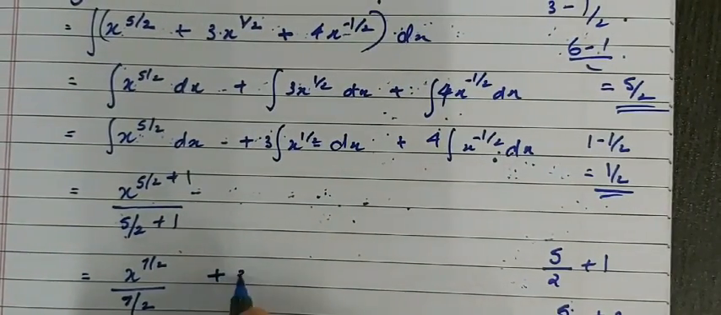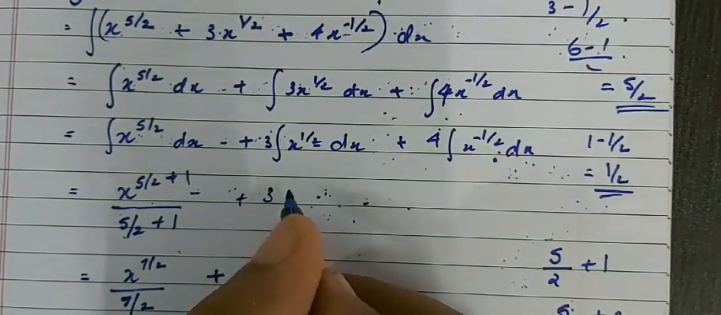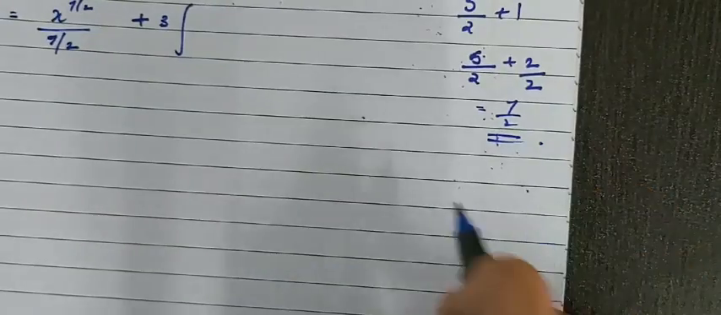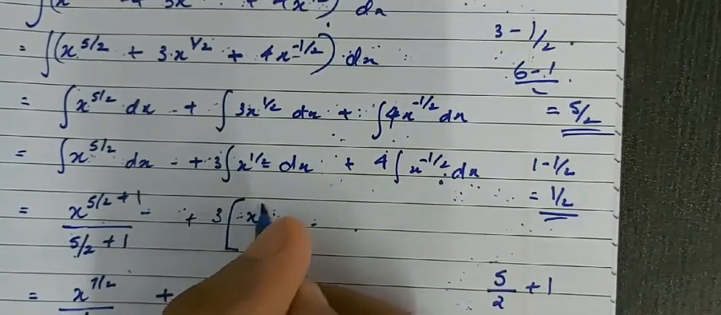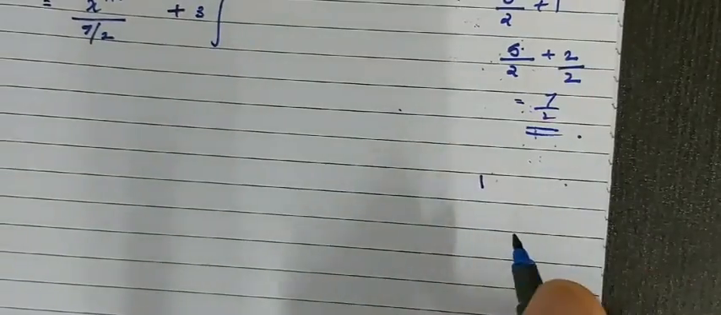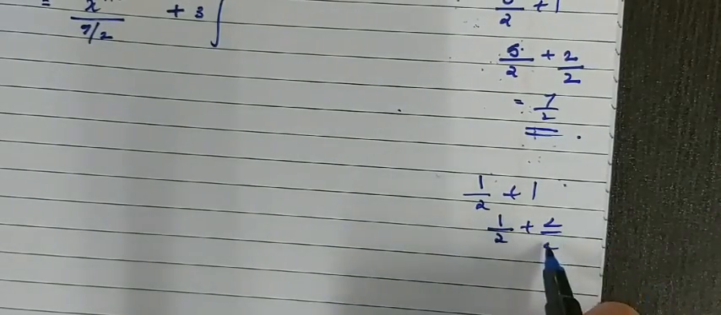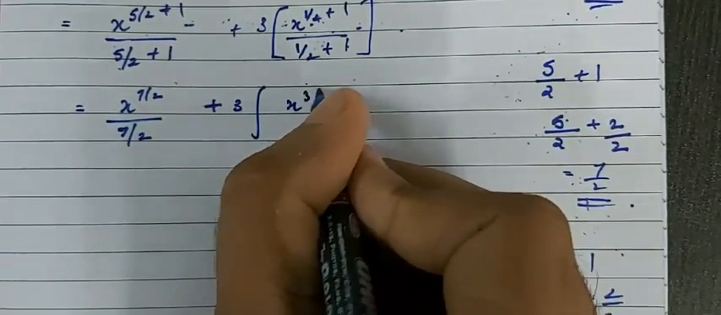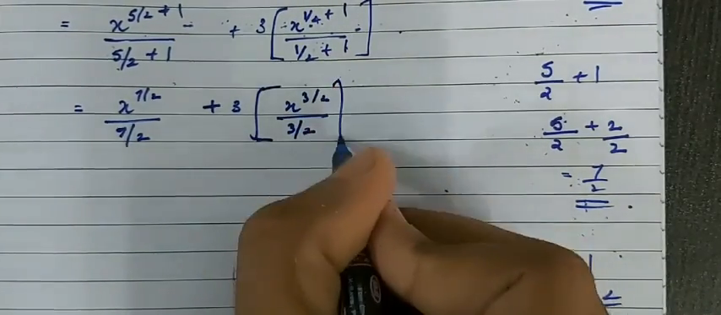Now plus 3 into x raised to 1 by 2. So what is x raised to 1 by 2 plus 1? It will become 3 into x raised to 1 by 2 plus 1 by 1 by 2 plus 1. So what is 1 by 2 plus 1? It will be 1 by 2 plus 2 by 2. It will be 3 by 2. So here it will become x raised to 3 by 2 by 3 by 2, with the integral signs in a square bracket.